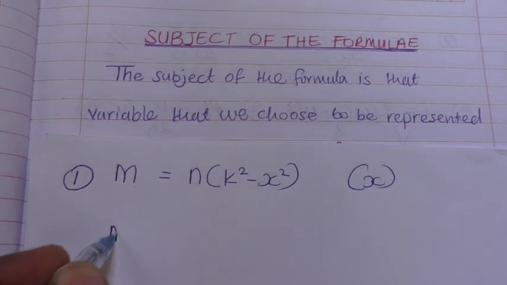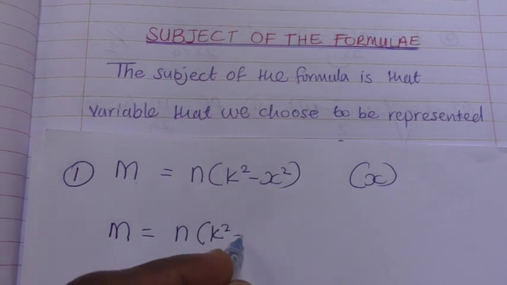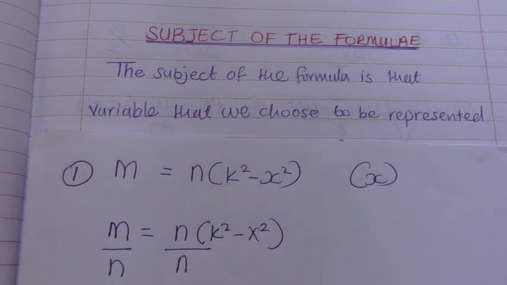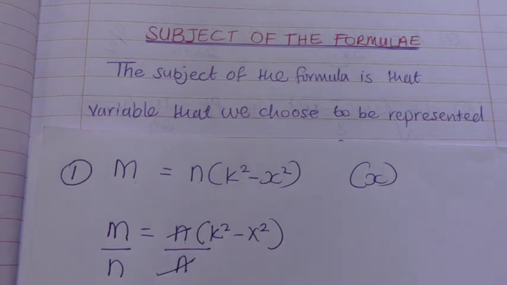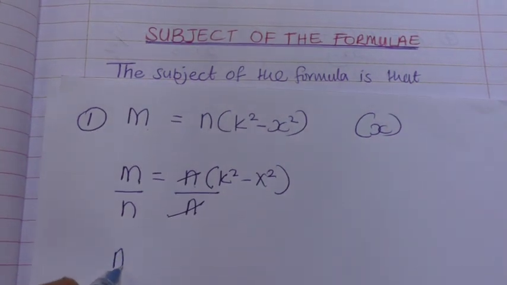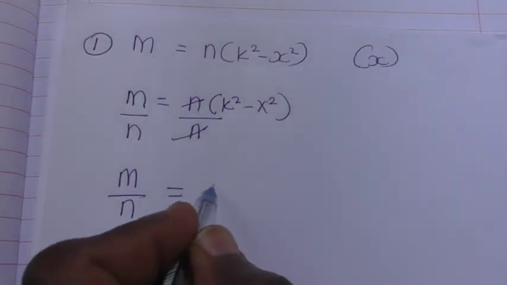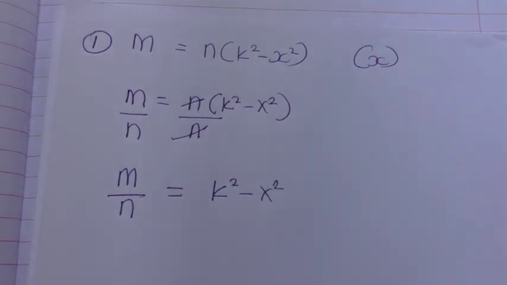So we shall have m equals n into k squared minus x squared. So we divide by n, divide by n. Since n was multiplying the bracket, we divide to take it to the other side, and that gives us m over n equals k squared minus x squared. The brackets are no longer useful here, since n has been taken the other side.